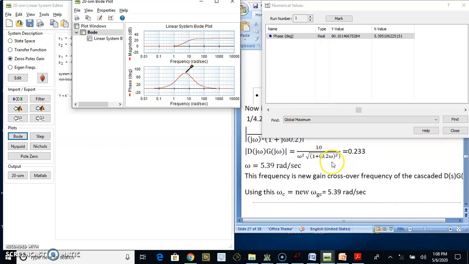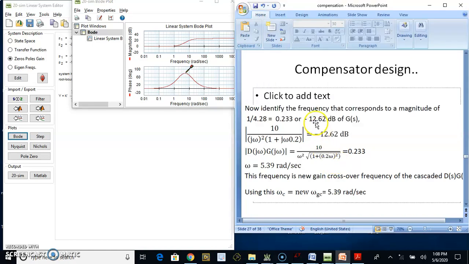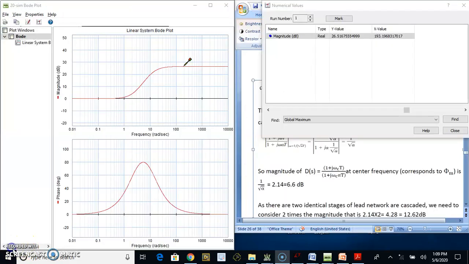It will be exactly 12.62. Let me show that. Notice that at the frequency corresponding to maximum phase shift, which is almost 5.39 radian per second, the magnitude is almost 13.3 dB. This is almost equal to 13.3 dB. This is a slightly larger frequency. So this is the magnitude introduced along with the phase shift.